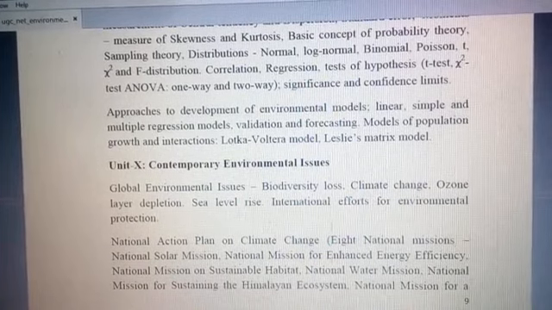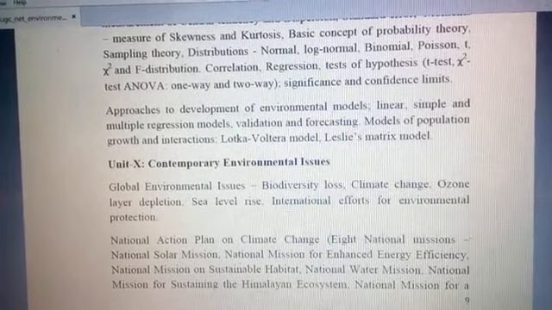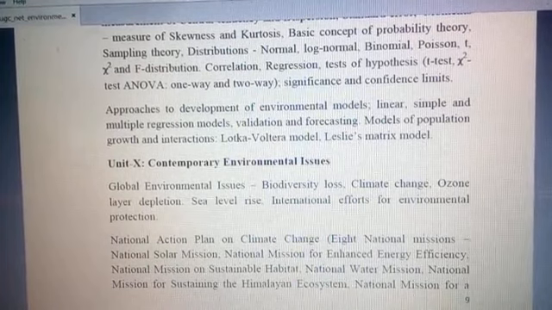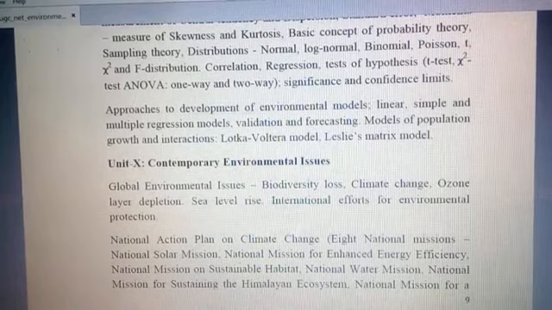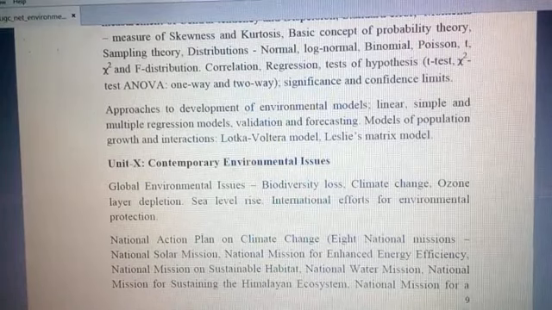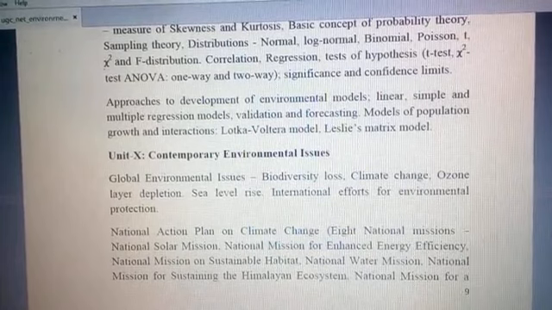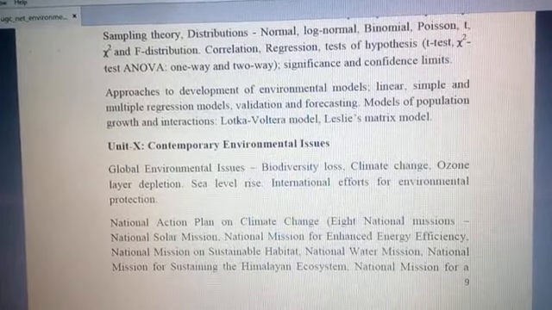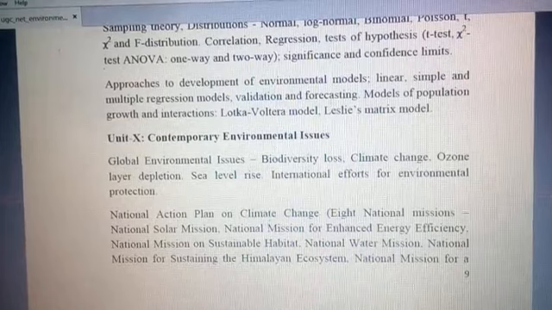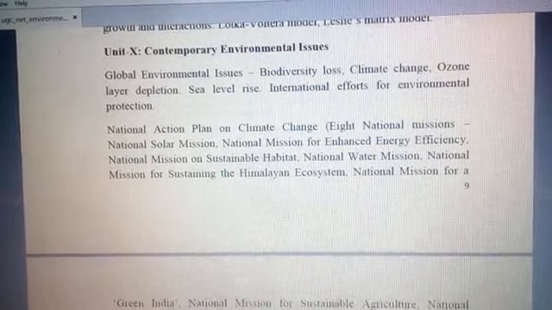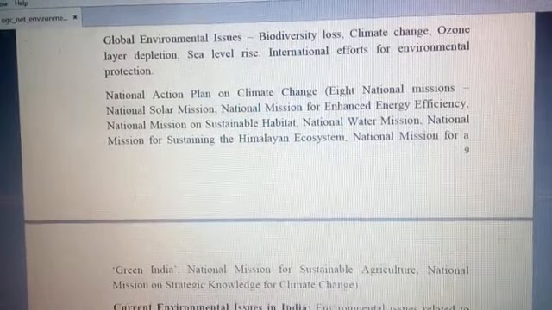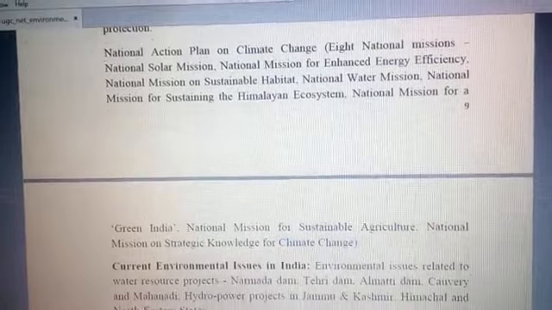In this topic, we will cover global environmental issues: biodiversity loss, climate change, ozone layer depletion, sea level rise, international efforts for environmental protection. Next one is the National Action Plan on Climate Change, 8 national missions of India. National Solar Mission, National Mission for Enhanced Energy Efficiency, National Mission on Sustainable Habitat, National Water Mission, National Mission for Sustaining the Himalayan Ecosystem, National Mission for a Green India, National Mission for Sustainable Agriculture, and National Mission on Strategic Knowledge for Climate Change.